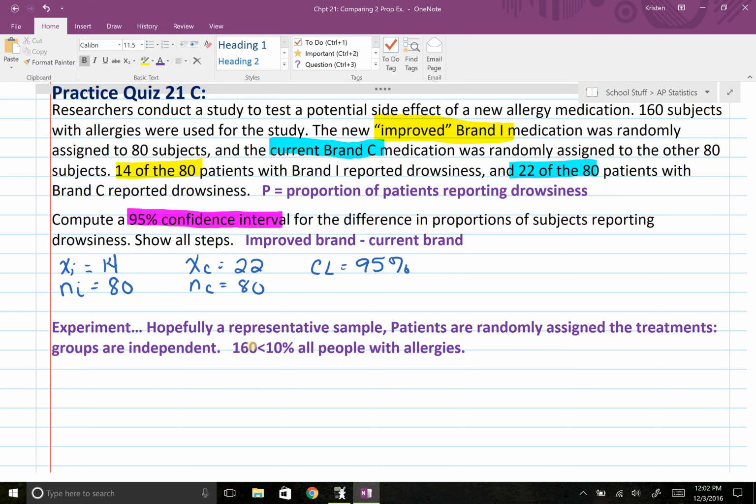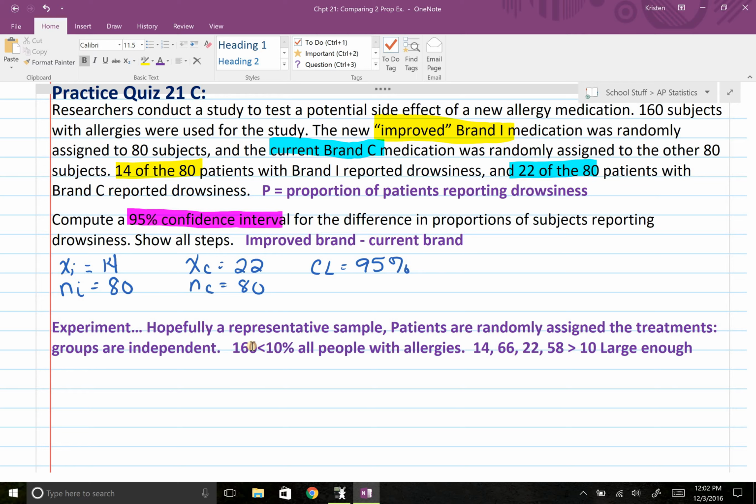Okay, then we're going to list out our total successes and failures for each group. We don't need to actually calculate an NP and an NQ here because we're given successes and we're given failures, so I'm just going to list them out. 14 successes from group 1. The flip side of that is going to be 66 failures. We have 22 successes from group 2, which relates to 58 failures. Each of those is greater than 10, so large enough.